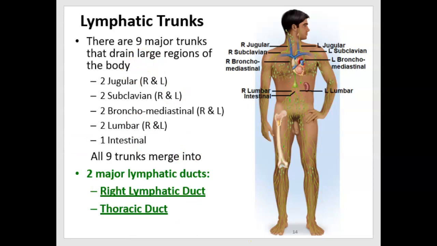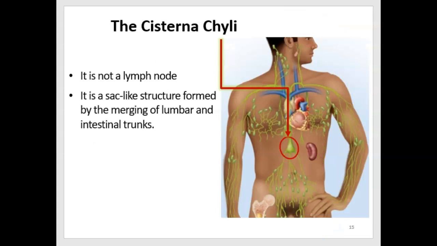You aren't going to have to trace that, but I thought it might be helpful. And here's a picture that shows that region of the intestinal and lumbar trunks and the cisterna chyli in much larger detail. This is not a lymph node, even though it's an enlarged kind of thing. It's a sac-like structure where three trunks merge. And these three trunks are draining a lot of the body. Everything inferior from the waistline, basically.